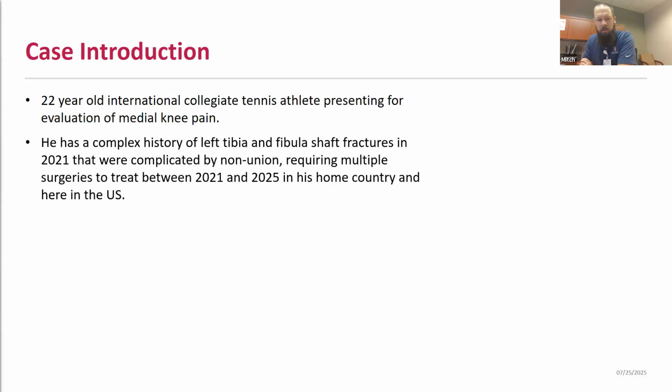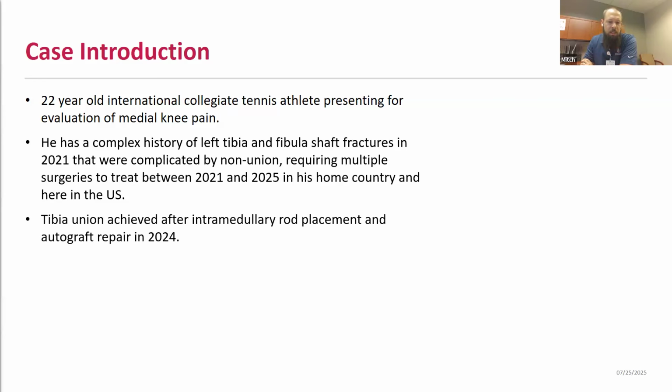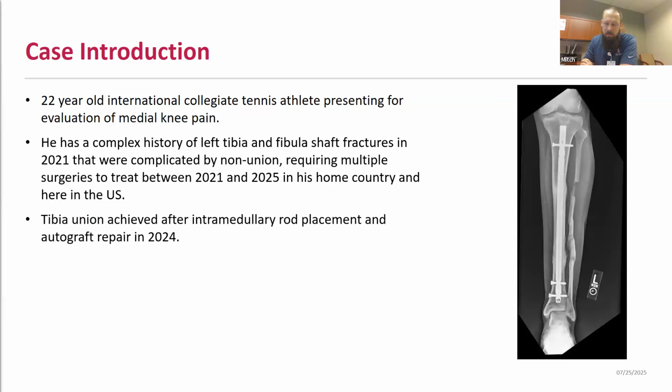I first saw the patient back in 22 with complaints of persistent leg pain and diagnosed with non-union at that time. Complex treatment course. He went back home for treatments and continued to suffer from non-union until more recent union here in 2024 and 2025. He finally achieved union of his tibia after intramedullary rod placement and autograft repair here in town in 24. And this was his most recent x-ray. So poor guy at 22 had been through a lot.